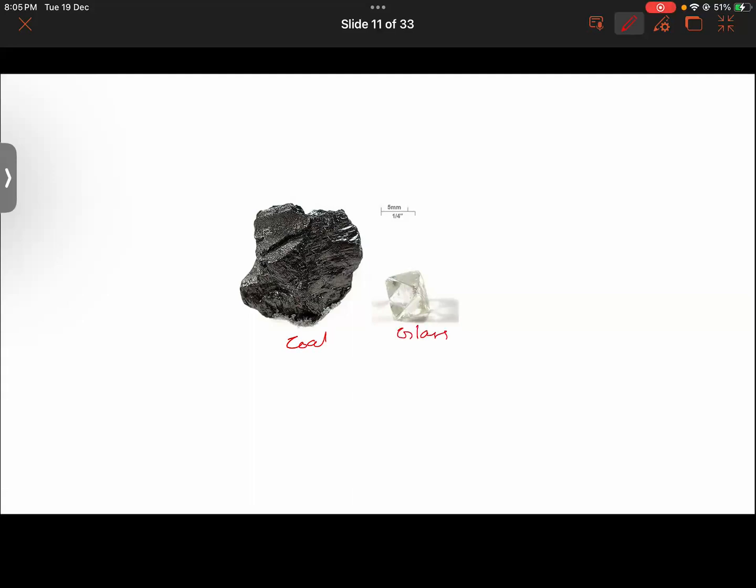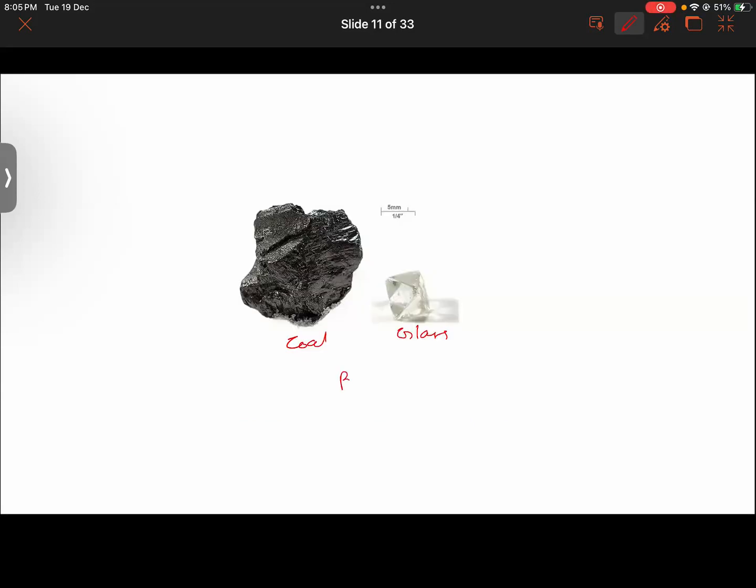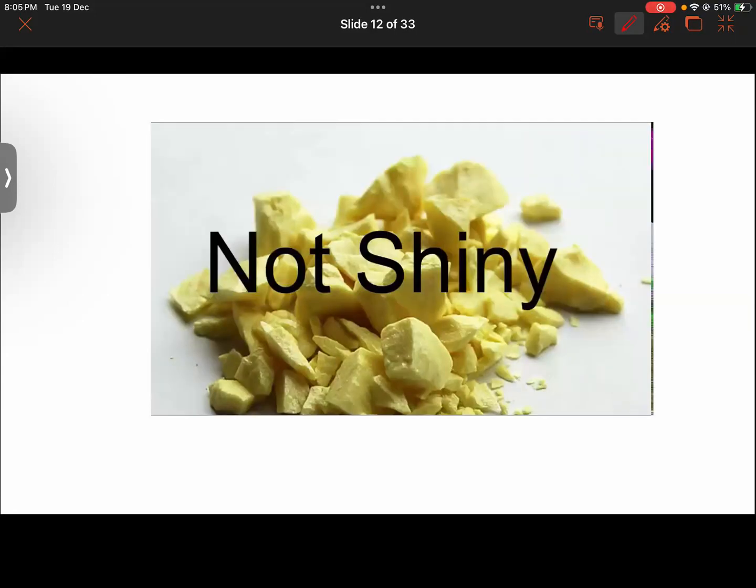When you hammer them, they break into several pieces. That is the property of brittleness. Also, most of them are not shiny. The one you see here in the image, what is that? Limestone? No, it's sulfur.